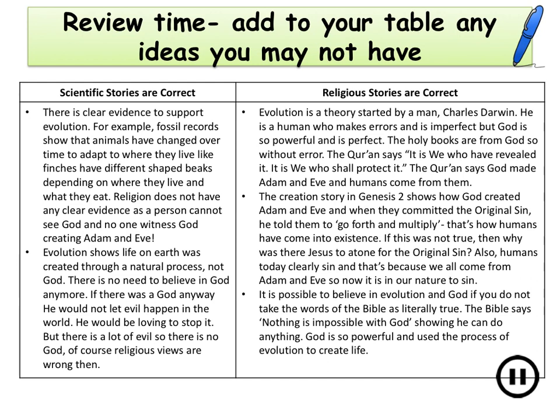So first of all, let's look at the idea that scientific theories about creation and the origins of life are correct. The first thing to say is that there is clear evidence to support scientific theories like evolution. For example, the fossil records show that animals have changed over time to adapt to where they live, like finches have different shaped beaks depending on where they live and what they eat.